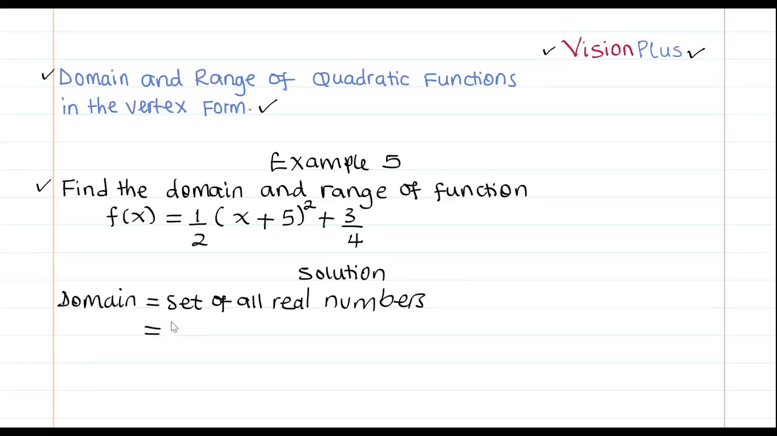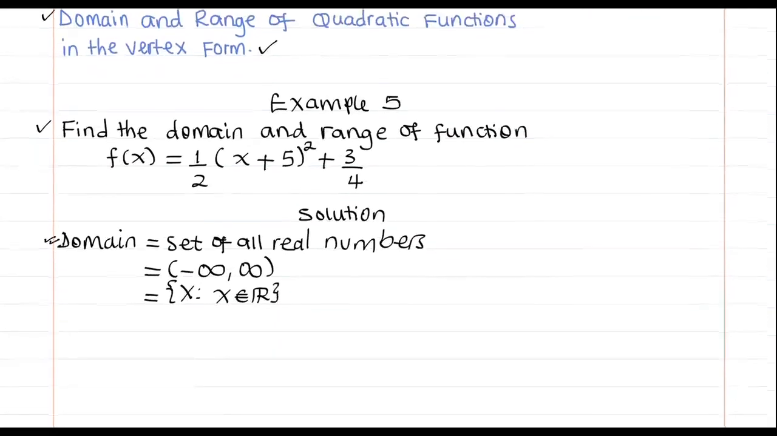In the interval notation, our domain is the set of the values of x from negative infinity to positive infinity. And in the set builder notation, our domain is a set X for which all the values of X are real numbers. So that is the domain, which is always a set of all real numbers.